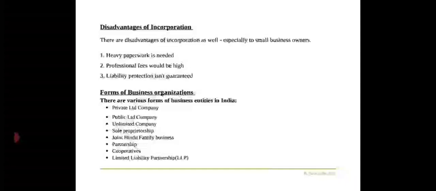And the next one is unlimited company. Unlimited company is a form of business organization under which the liability of all its members is unlimited. The personal assets of the members can be used to settle the debts. It can at any time re-register as a limited company under section 32 of the Companies Act.